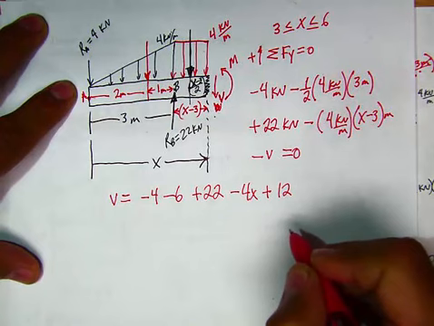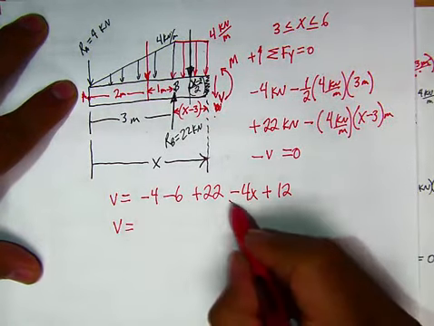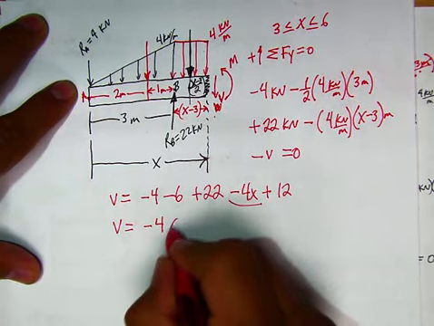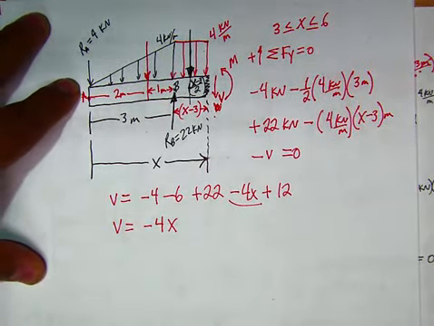There you go. So v equals negative 4x, and then clean that up a little bit, gives us plus 24. And of course this is in kilonewtons, and this is the shear equation, again, the one that's only valid from 3 to 6.